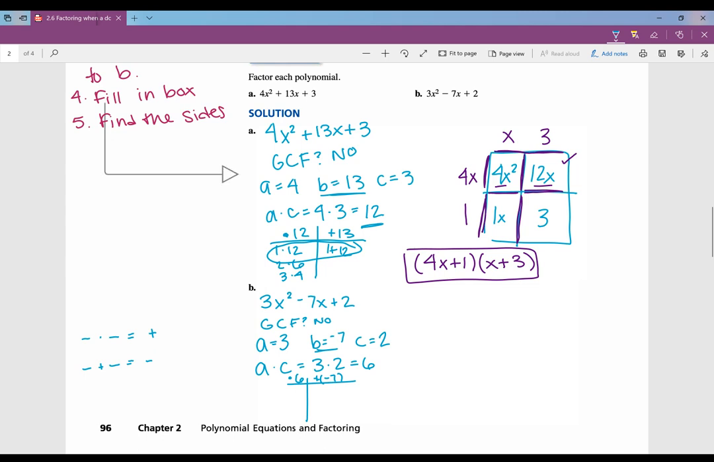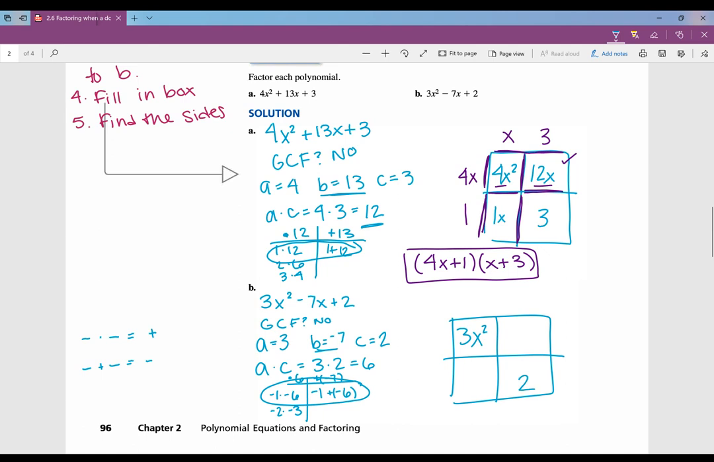So what are negative factors that multiply to 6? Well, we could have negative 1 times negative 6, or we could have negative 2 times negative 3. So which one of these is going to add up to negative 7? Well, it's going to be negative 1 plus negative 6, right? That's going to be negative 7. So when we draw our box, we'll have 3x squared in the first box, 2 in the last box, and then our negative 7x, we're going to split up to be negative 1x and negative 6x.